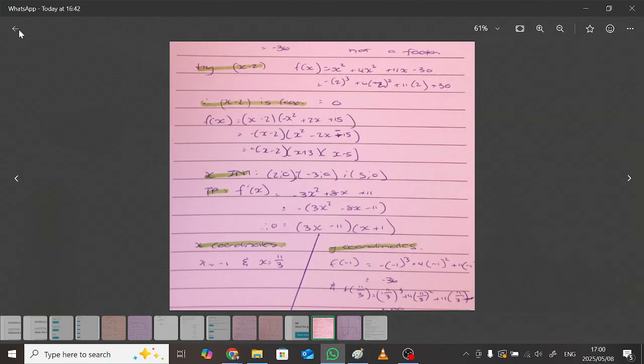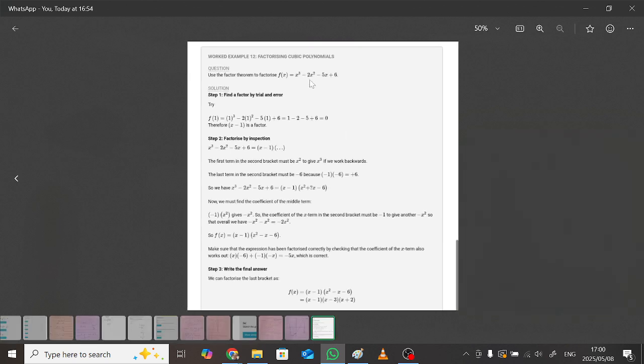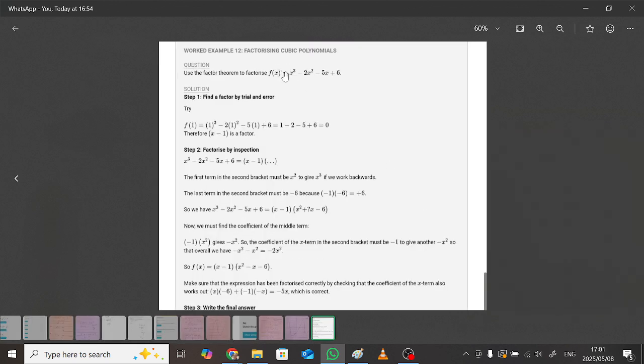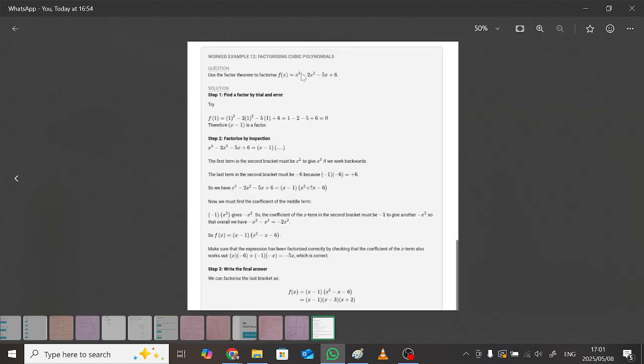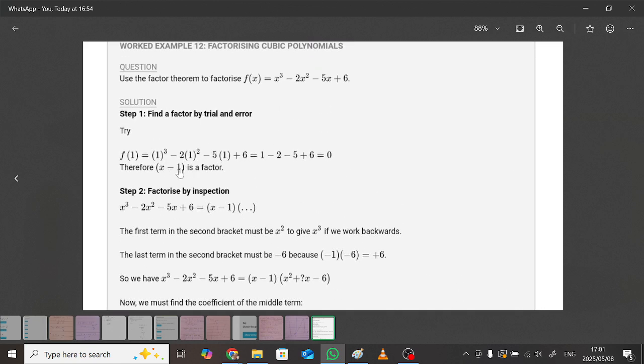Okay, so what we want to do is factorize, we want to draw the cubic function of this. So we have to first check what number is going to be a factor, and we can see that 1 is a factor because when we put 1 in over here, it gives us 0.